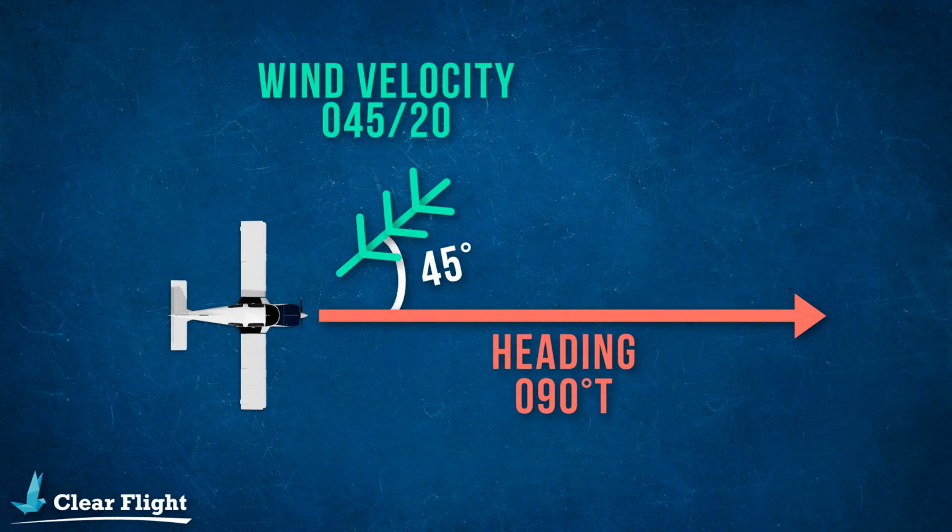Imagine you're taking off from runway 09 in an aircraft that has a 15-knot crosswind limit. If the surface wind is 045 degrees at 20 knots, how do you know if the crosswind is within safe limits?